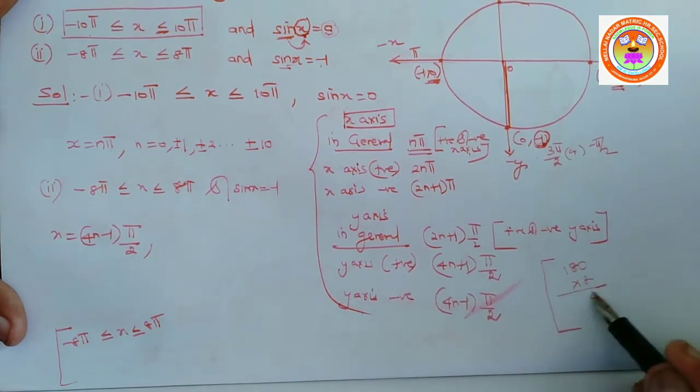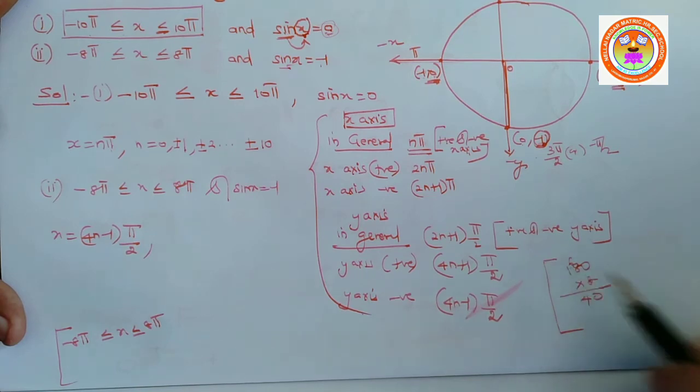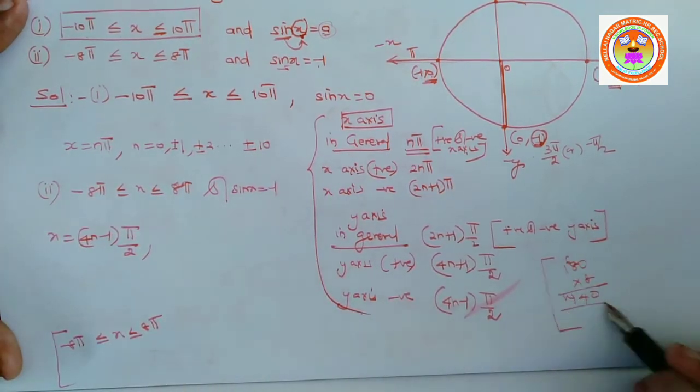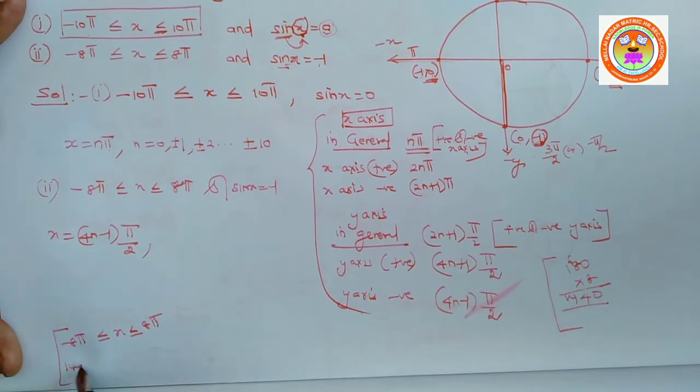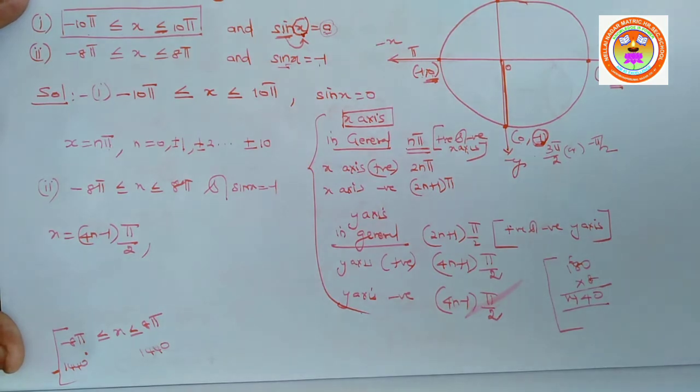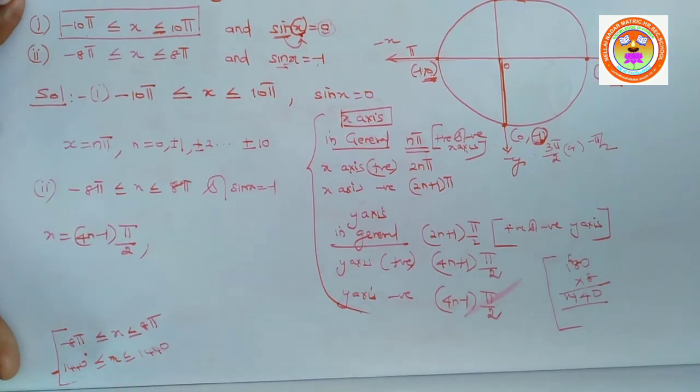180 into 8: 8 8s are 64, 4 carry over 6, 8 plus 6 is 14, so 1440. This I am writing in degrees, which is given in radians. This is minus 1440 to plus 1440, less than or equal to x less than or equal to. If it is given in pi, it is very tough, so I have only written it like that. If you want, you can write it.